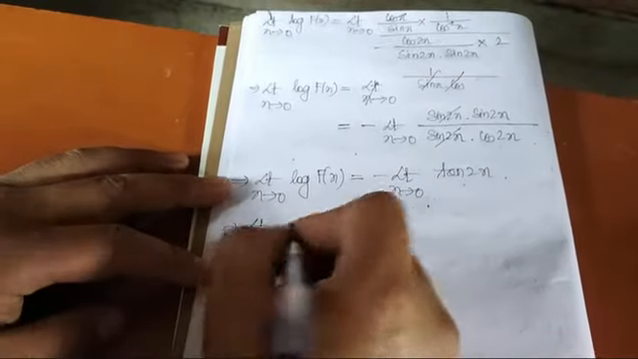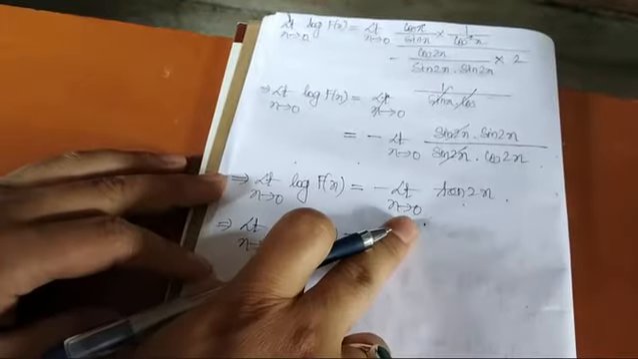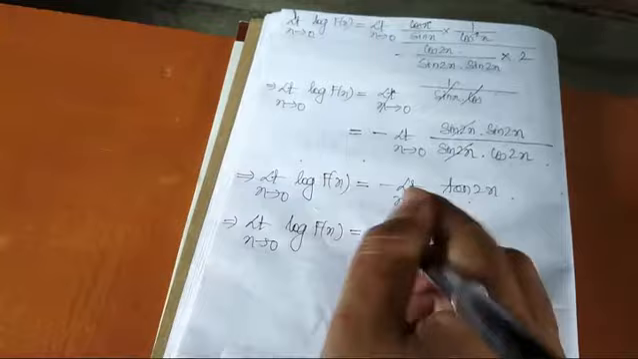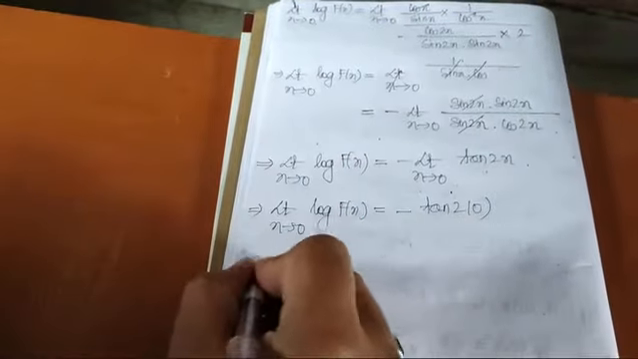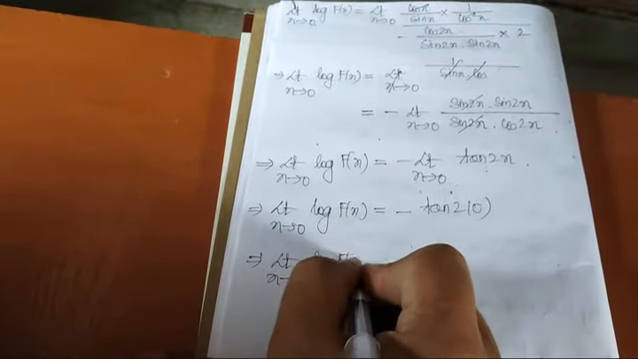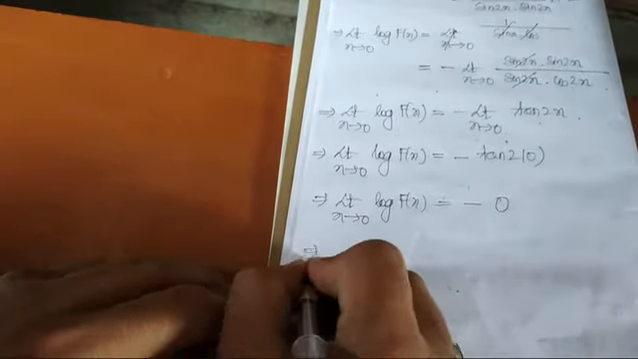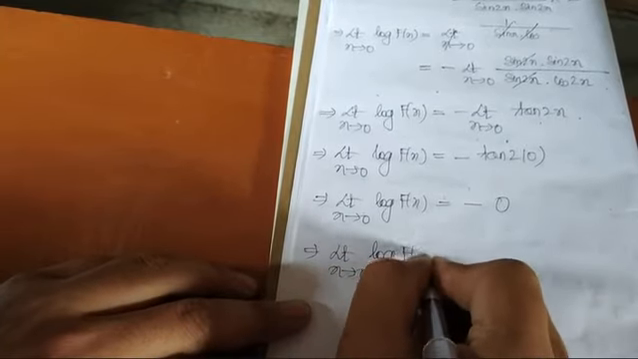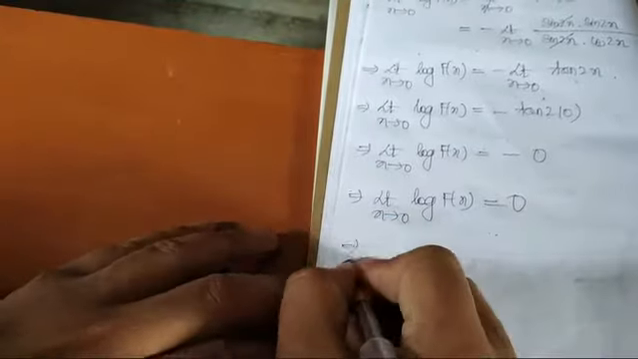So limit x tending to 0, log fx: if you put x equal to 0 here, this is going to be tan 0. And what is tan 0? Tan 0 is 0. So minus tan 2 into 0. Therefore limit x tending to 0 log fx is equal to minus tan 0, which is 0. Again, limit x tending to 0 log fx is equal to 0. Now interchange limit and log. This is the final step.